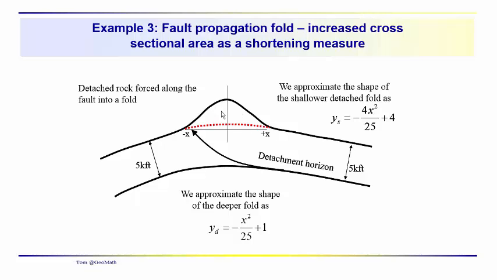We have this excess area in here. If the layer had not been deformed, it would have continued across, kind of following its base. This lithotectonic unit is 5 kilofeet thick. We're going to determine this excess area, and then from that we're going to infer the change in length associated with this deformation. Now notice that we're going to characterize the shallow fold and the deeper fold by two quadratics.